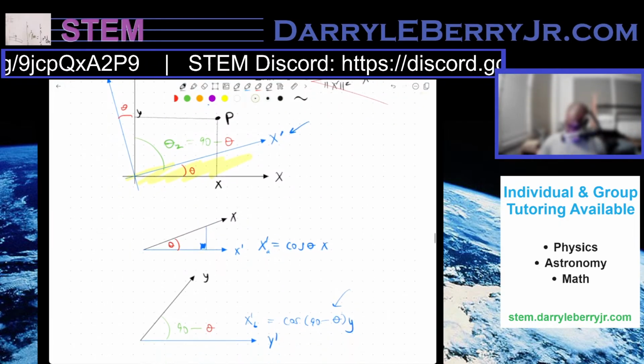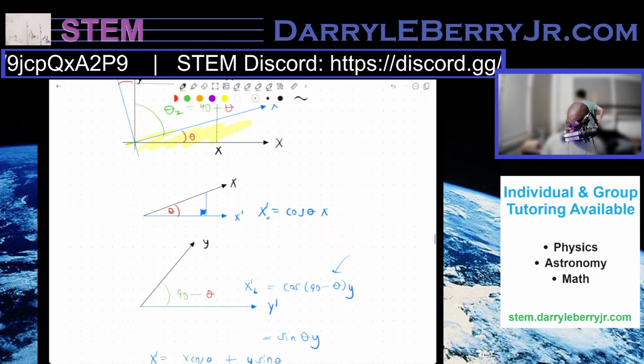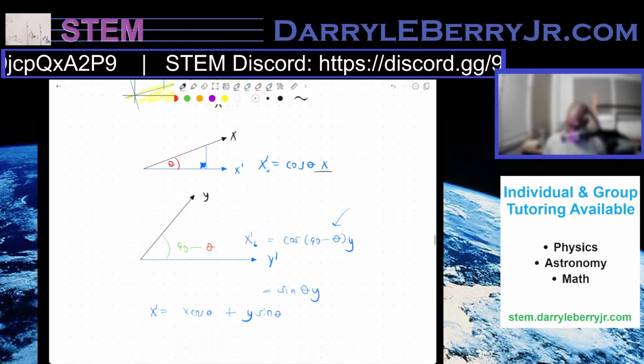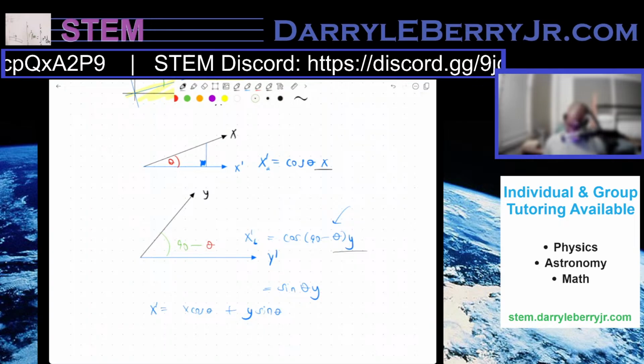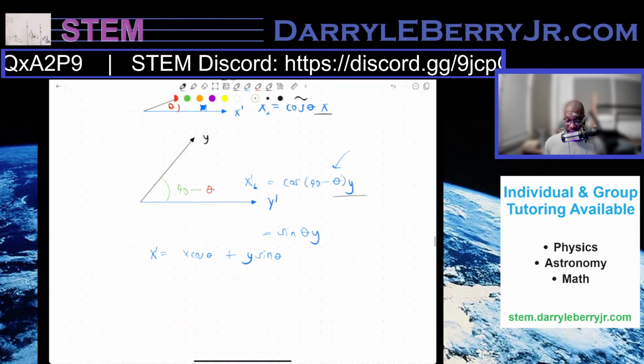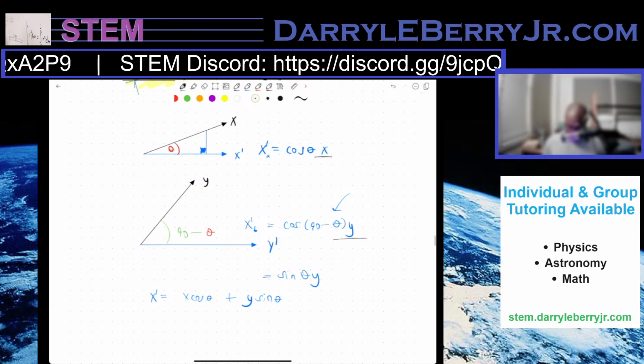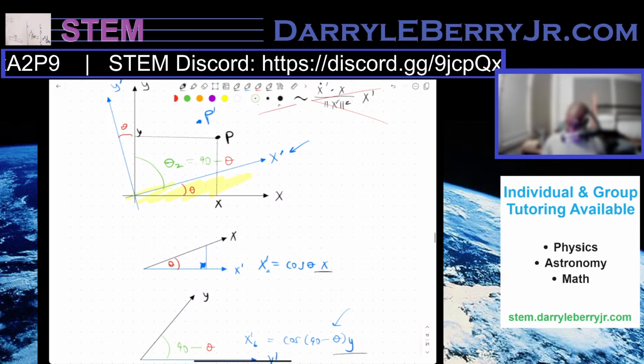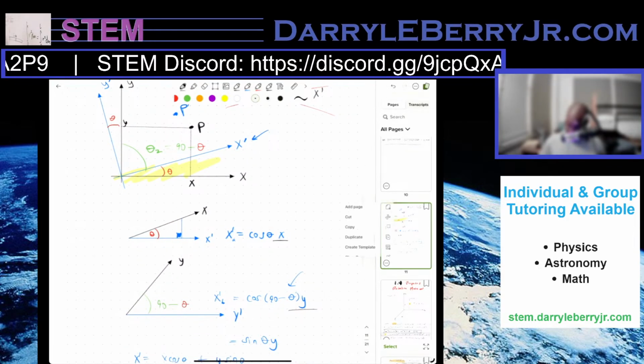So what I'm going to do is take the x value, multiply by cosine to get the first part, the y cosine 90 minus theta, which gives me sine, and that's how we get the x prime value. Then I end up doing the same thing for the y.